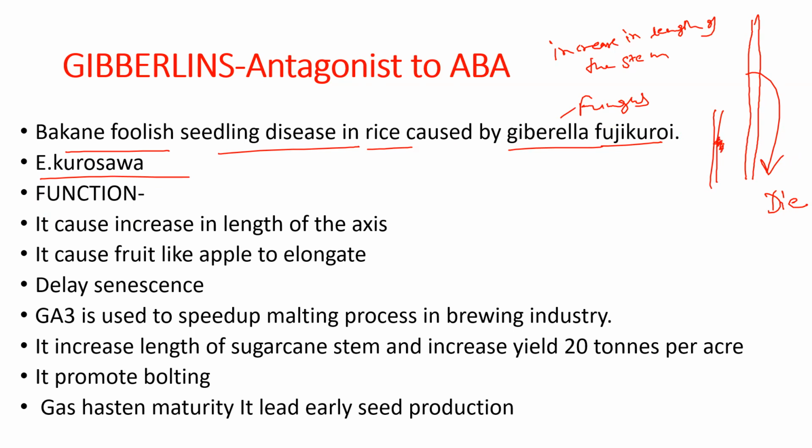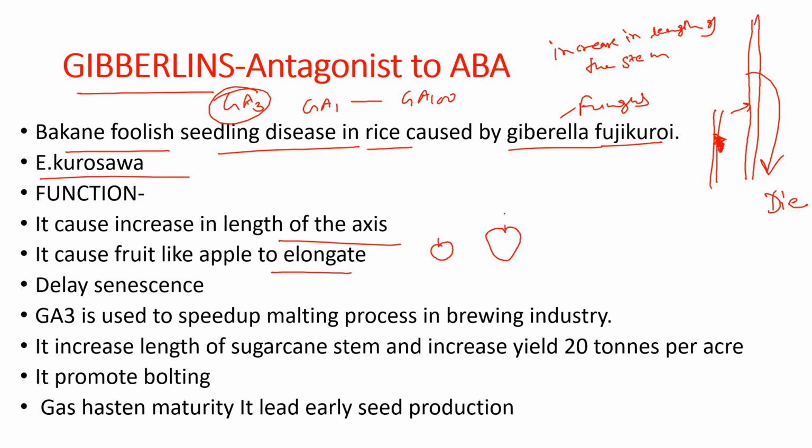There is a fungus growing upon the rice, which secretes a chemical that causes the increase in length of the stem, and that chemical is gibberellin. Around 100 different types of gibberellins have been discovered, but first, GA3 was discovered. It causes an increase in the length of the axis. It causes fruit like apple to elongate. So if the apple is like this, it will elongate, and it stays on the tree for a long time, so it increases the market value also.